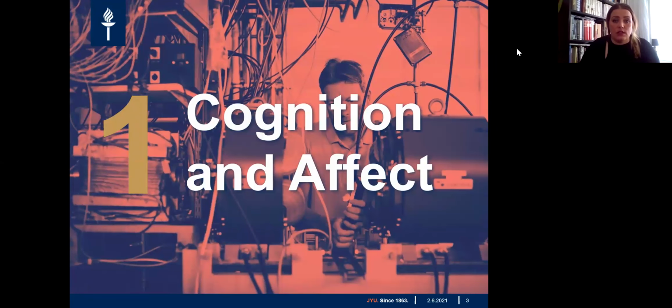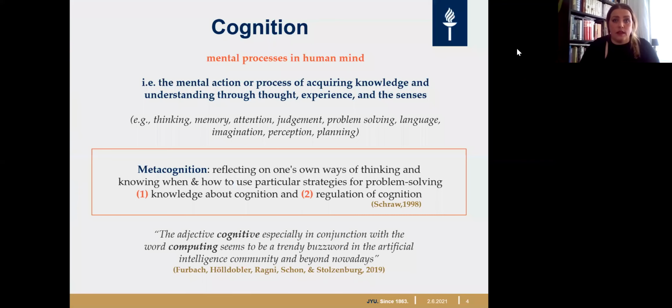So, what is cognition and what is affect? First of all, cognition, by stating it briefly, those are mental processes in the human mind. Or to put it in longer words, it's the mental action or process of acquiring knowledge and understanding through thought, experience, and the senses. This is the Oxford Dictionary definition for cognition. And the cognitive processes are, for example, thinking, memory, attention, judgment, problem solving, language, imagination, perception, and planning, to name a few.